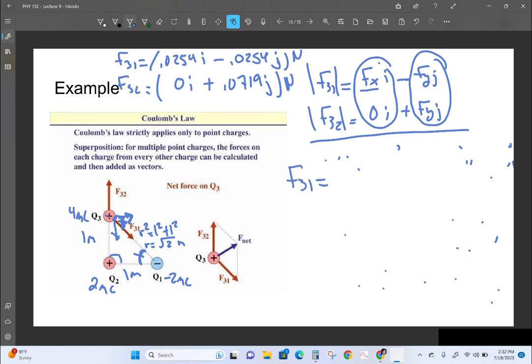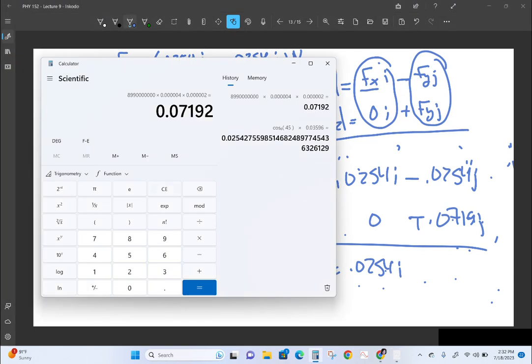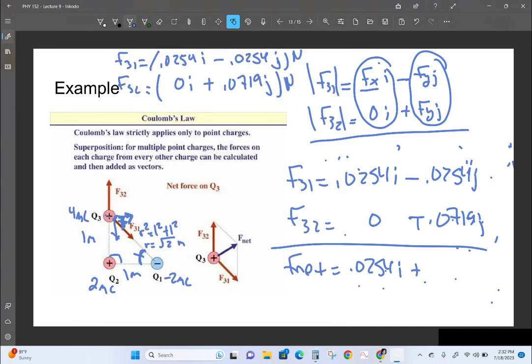So F31 equals 0.0254i minus 0.0254j. F32 equals 0 plus 0.0719j. And F net is going to have an x component of 0.0254i. And the y component is going to be 0.0719 minus 0.0254, so plus 0.0465j, and these are both in newtons. That's my net. That's my x and that's my y.